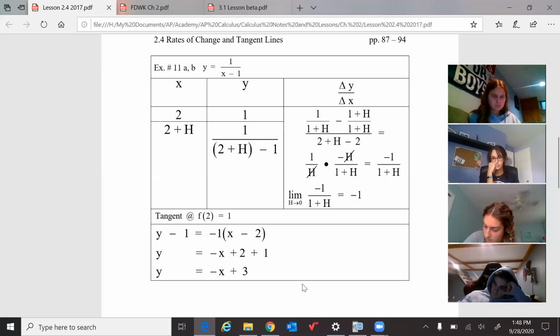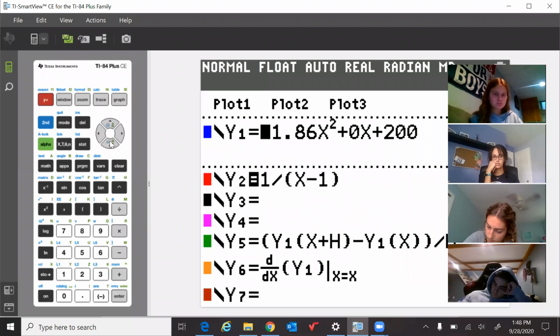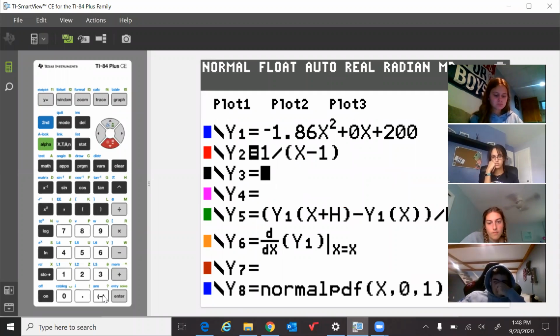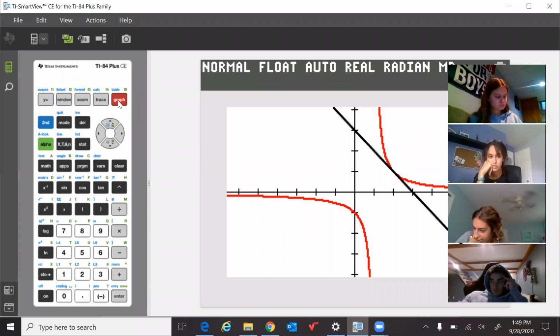Negative 1 times x take away 2 plus 1, and there's the tangent. 2 to the right and up 1. And it's only touching the graph once, but this tangent has the slope of the curve at the point when the input is 2.